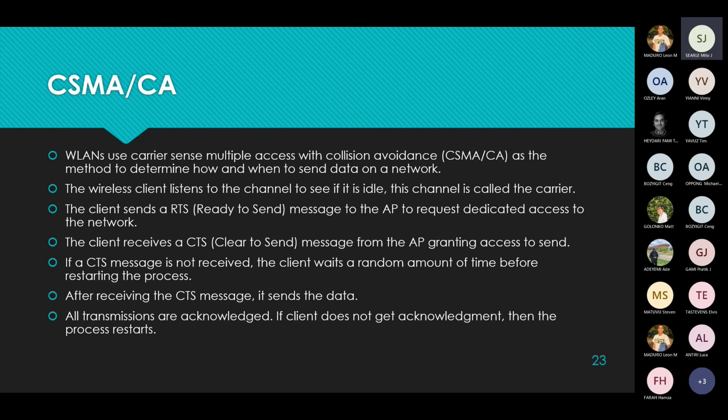CSMA/CA. WLANs use carrier sense multiple access with collision avoidance as the method to determine how and when to send data on a network. The wireless client listens to the channel to see if it is idle. This channel is called the carrier. The client then sends an RTS, or ready to send, message to the AP to request dedicated access to the network. The client then receives a CTS, clear to send, message from the AP.